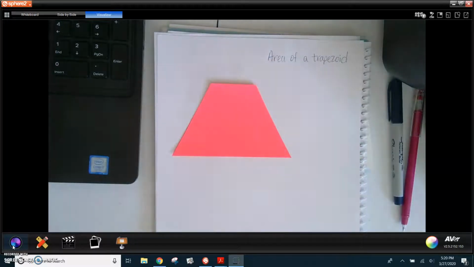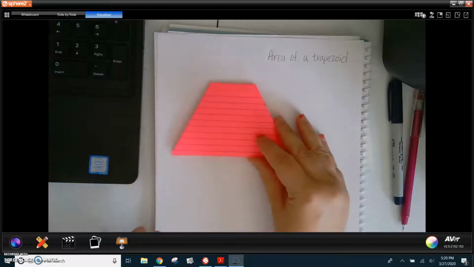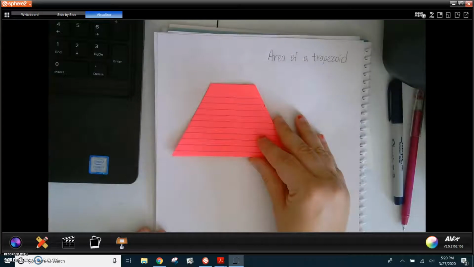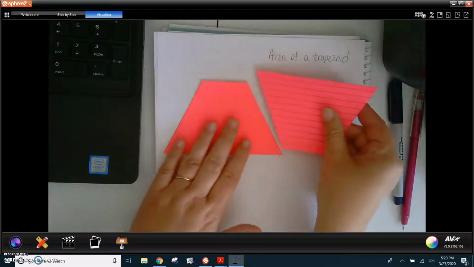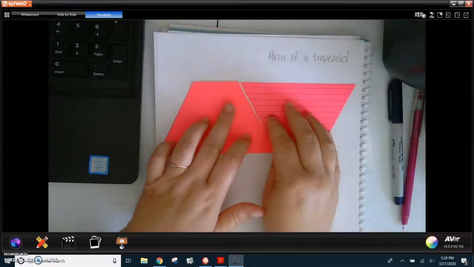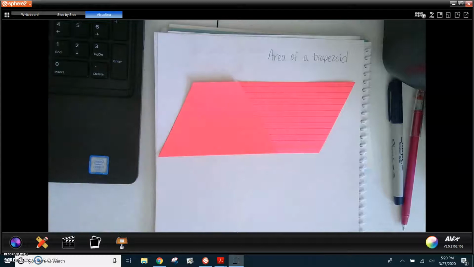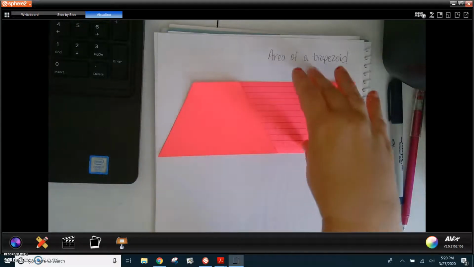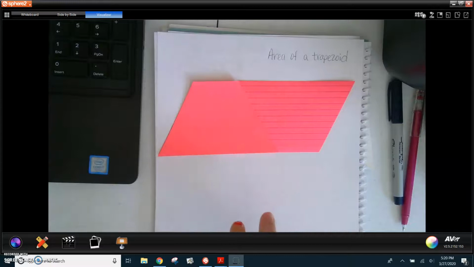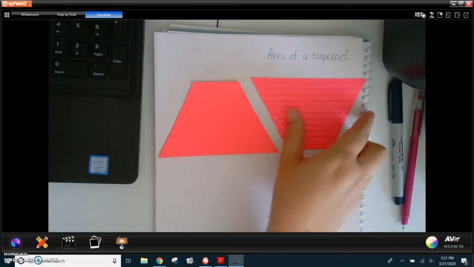Okay, so to find the area of a trapezoid, the way they came up with the formula for that is if you have two congruent, or same size, trapezoids, and you take one of them and flip it over and put them together, you basically have a parallelogram. So you have base 1 and base 2, but you have 2 of everything. So that's why we're going to be dividing by 2.